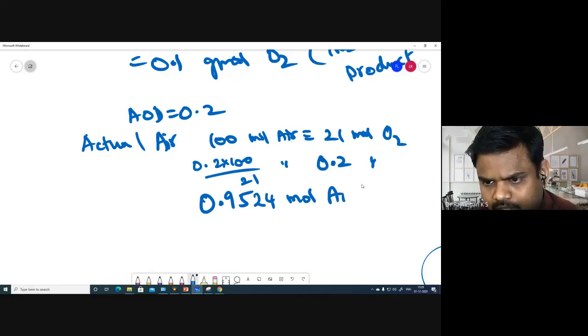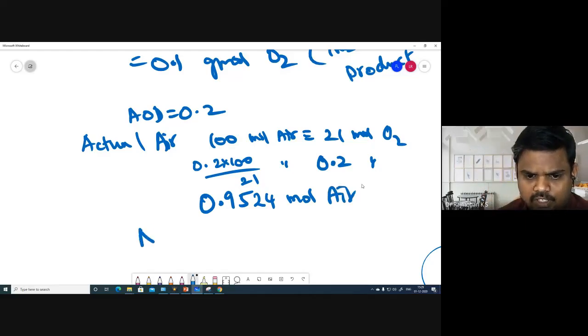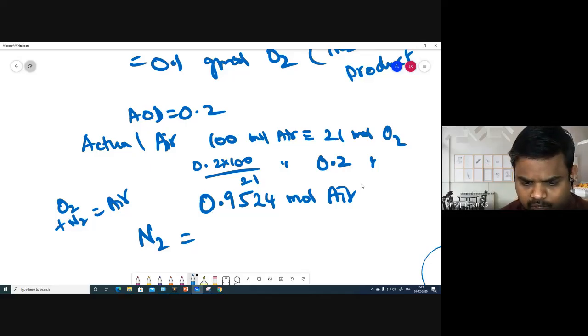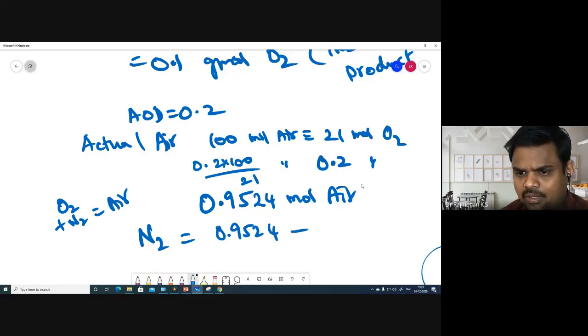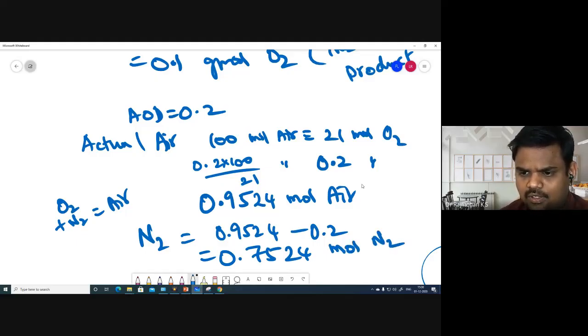Moles of air is required. So then what is the nitrogen associated with it? Nitrogen is equal to this minus this, right? Air contains oxygen, nitrogen is equal to air. If oxygen is 0.2 and air is 0.9524, so we can write what is our nitrogen. So nitrogen is going to be 0.7524, right? 0.9524 amount of air minus amount of oxygen, which is 0.7524 moles of nitrogen.